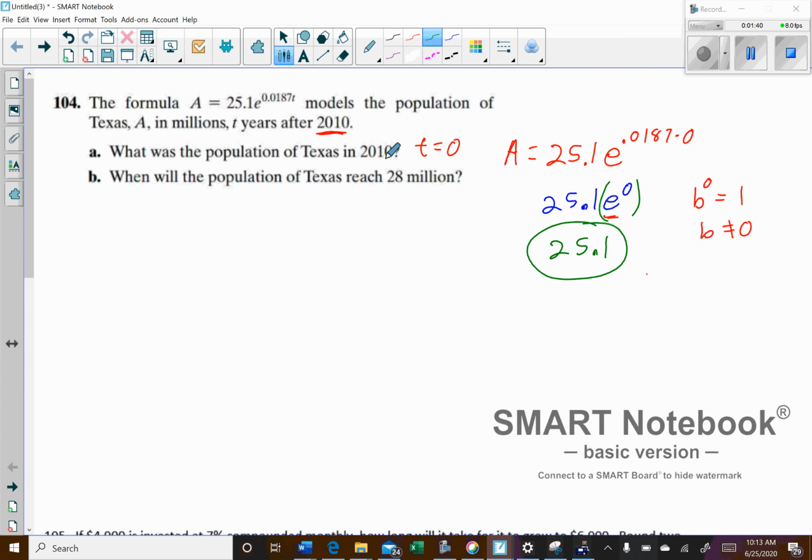Okay, the second question is going to be the more challenging question. Here it says, when will the population of Texas reach 28 million? So this time A is going to equal 28, and then we have to solve from there. So let's see, we're going to have 28 equals 25.1 e to our power right here. Okay, so this time we're trying to solve for t.